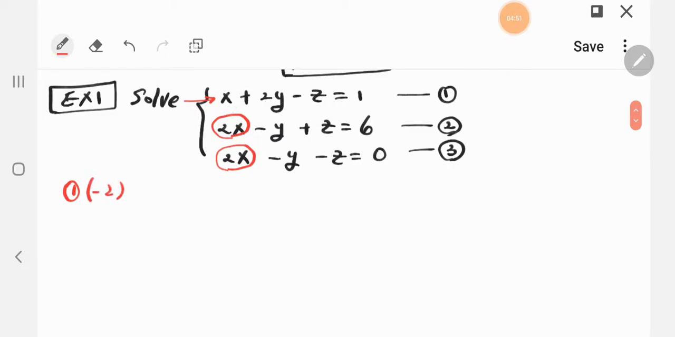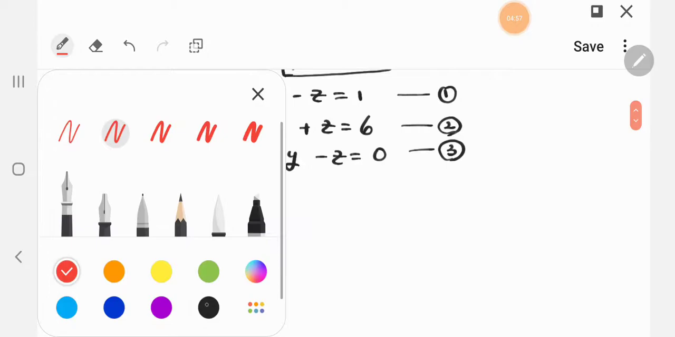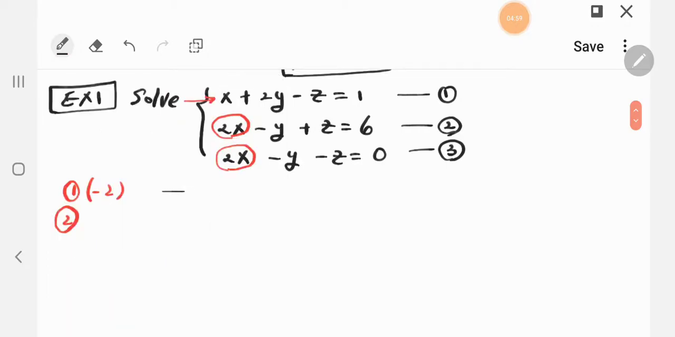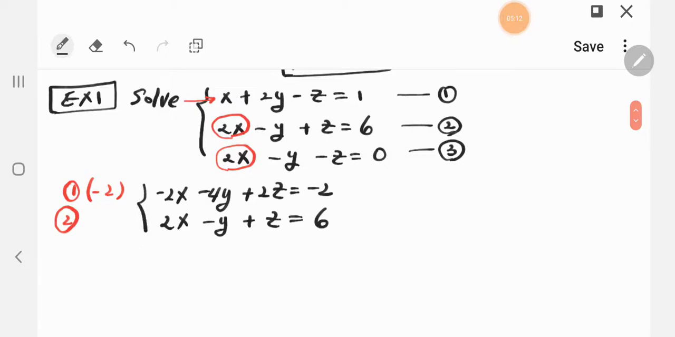First we will eliminate 2x from the second equation. Write the second equation as it is. Multiply the first equation by negative 2, then negative 2x minus 4y plus 2z is equal to negative 2. The second equation is unchanged. Then by adding these two equations, we can eliminate x. Then we get negative 5y plus 3z is equal to 4. So we can replace the second equation with this.